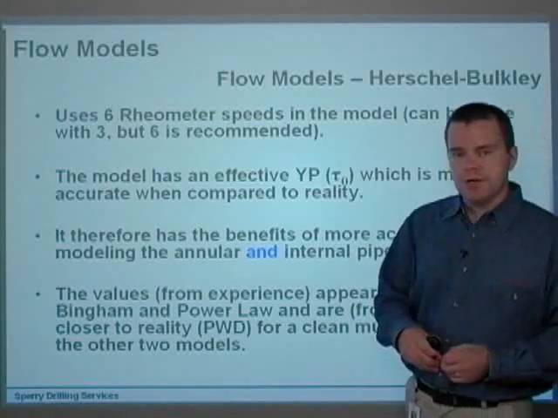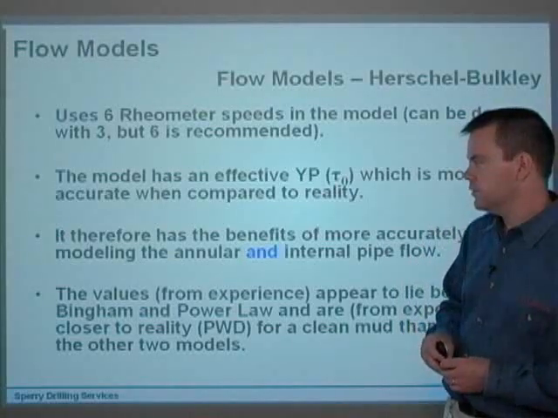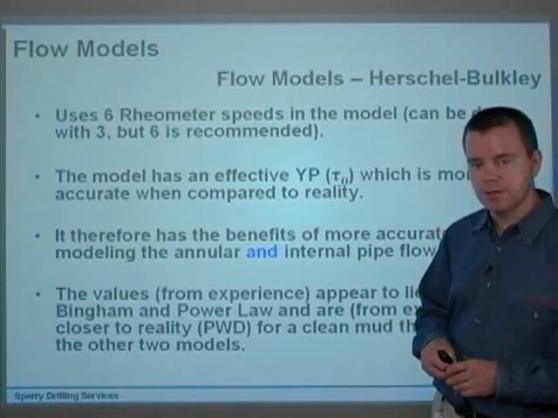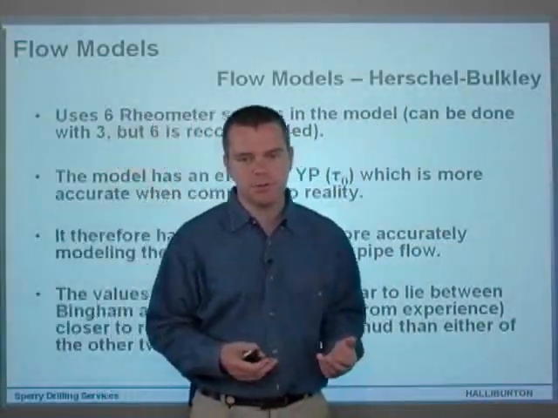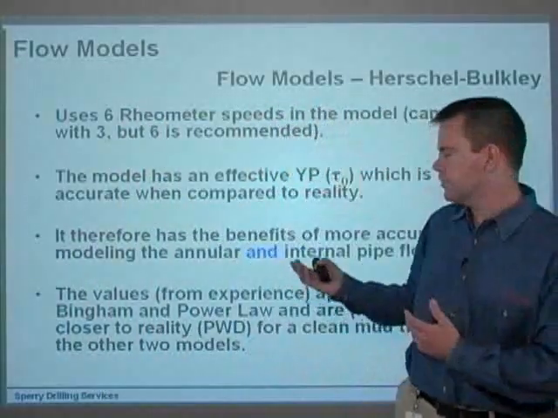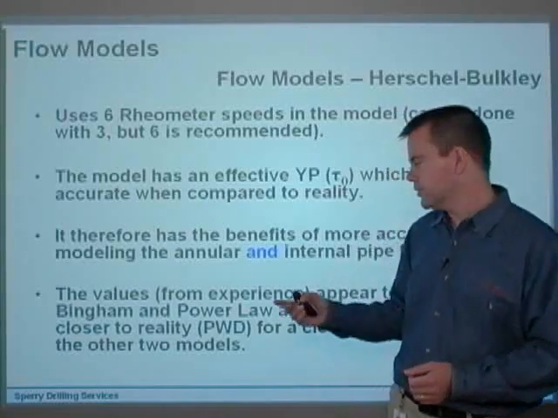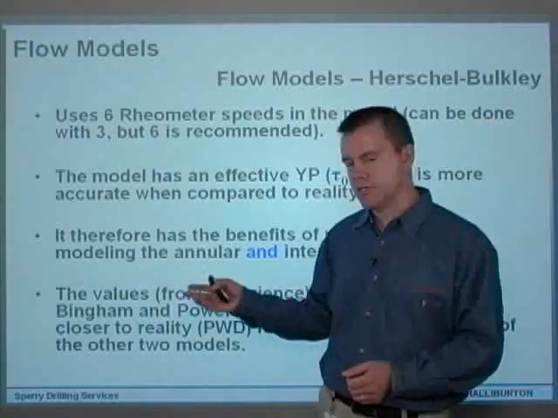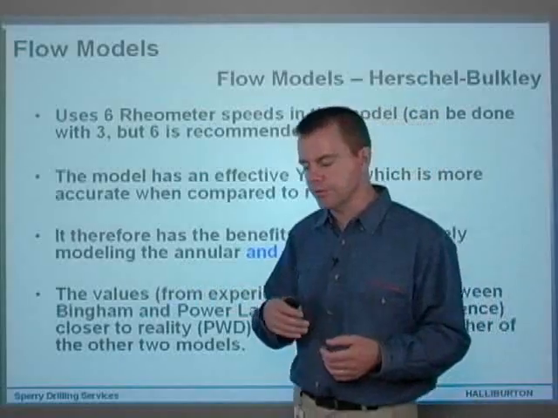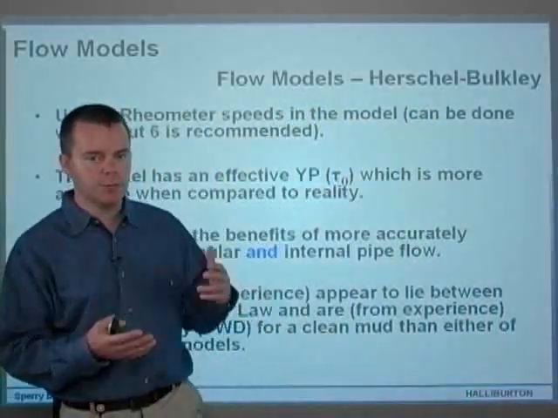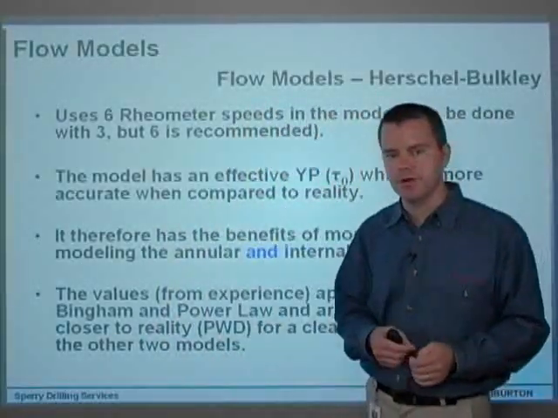And the model has an effective YP, as I said, which is tau 0, which is more accurate when compared to reality. And it therefore has the benefits of more accurately modelling the annular and the internal pipe flow. And the values from experience appear to lie between Bingham and power law. So when I say from experience, the values from my experience appear to lie between Bingham and power law. When I've sat and actually run through all the models with different mud types, the values you get from Herschel-Bulkley do tend to lie somewhere between Bingham and power law, which is why I plotted the Herschel-Bulkley curve in between the other two on the graph earlier.